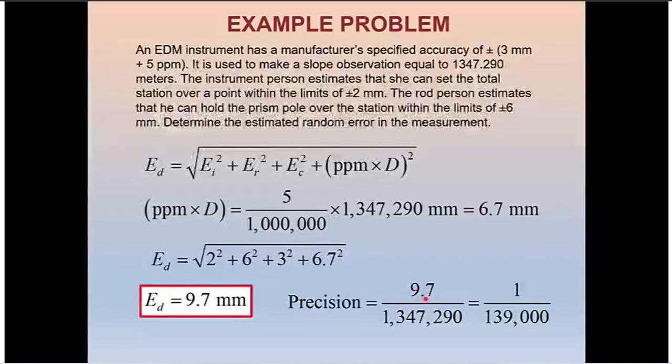So it's 9.7 millimeters divided by 1,347,290 millimeters, or it's about 1 part error in 139,000 parts measured. So that's a very precise line, even with an instrument that doesn't have the greatest accuracy specs. Some instruments, most instruments today, are 2 millimeters plus 2 or 3 parts per million.